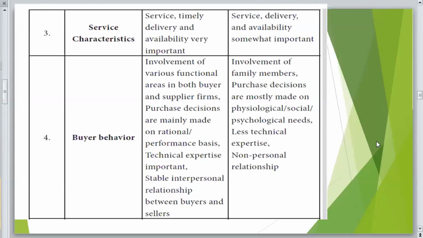Service: timely delivered and available is very important. Service delivery available is somewhat important.